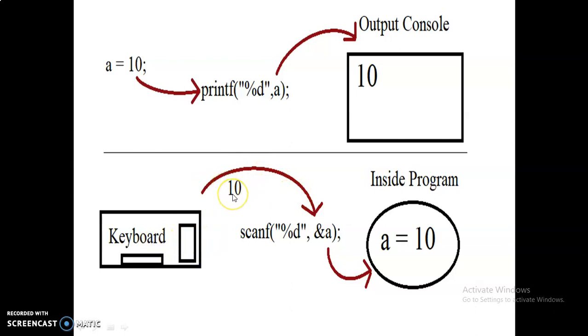From the keyboard, the user gives the value 10. So the 10 is the integer data type. So here this percentage D is given and the value 10 is stored in a memory location in the memory. Any memory location in the memory. Okay. This is the example of the scanf function.